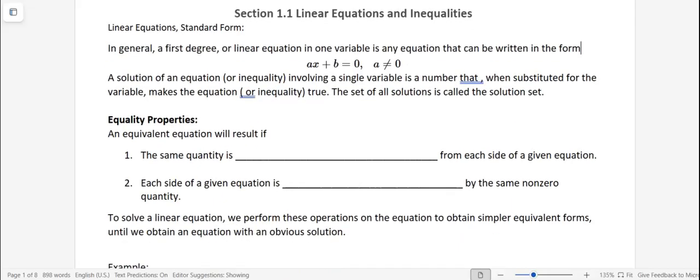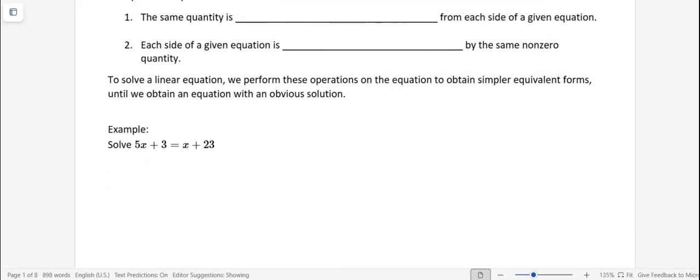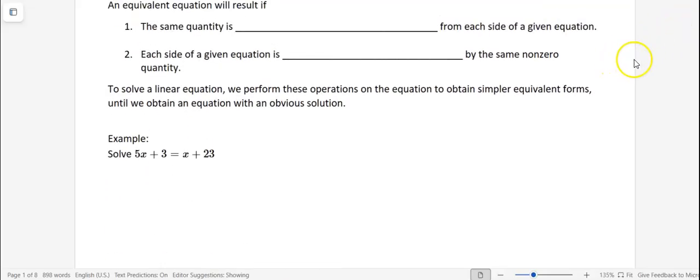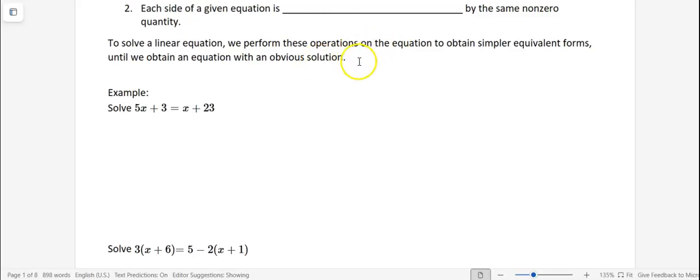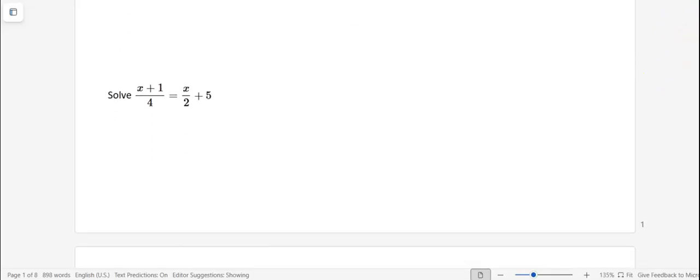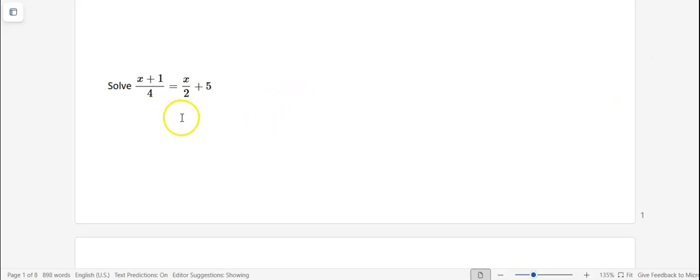We will begin. I am going to cover what I feel might be the more challenging equations here. As you know, to solve a linear equation, we perform operations on the equation to obtain simpler equivalent forms until we attain an obvious solution. So let's look at something like this.